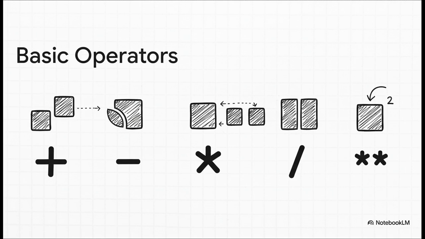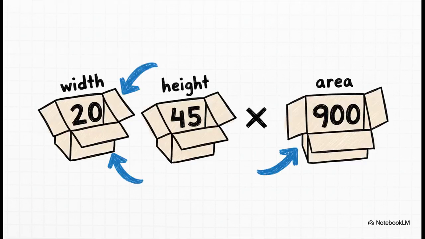And yeah, it's got all the basics you'd expect: plus for addition, minus for subtraction, the little star for multiplication, and a slash for division. But here's a cool one, the double asterisk. That's for exponents, or powers. So if you want to calculate 5 squared, you just type 5 star star 2. Pretty neat, huh?